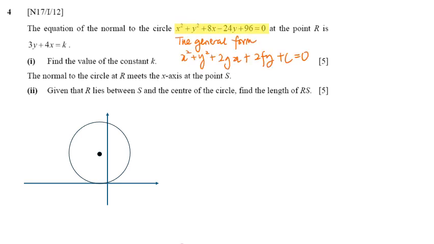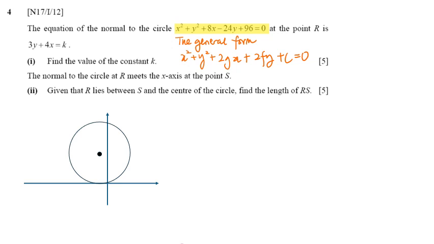Okay, right. And we are told that there's a normal line, and this normal line is at a particular point R, and the equation of the normal line is 3y plus 4x equals k. And in part 1 we are asked to find the constant k.